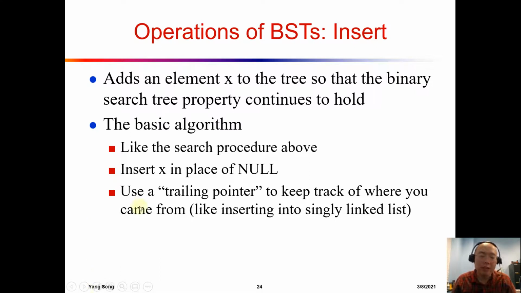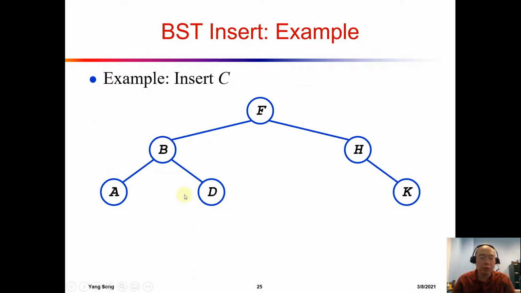But there's one thing. We have to use a trailing pointer so that we can know the former node we have just touched. Let me show you why we want to do that. Say, instead of searching for C, now we want to do an insertion of C. We start here, and if you are inserting C, you want to insert it to the left subtree, right? So we go to the left subtree, and from B we go next to D, and then from D we want to go to C. Now my cursor is here.